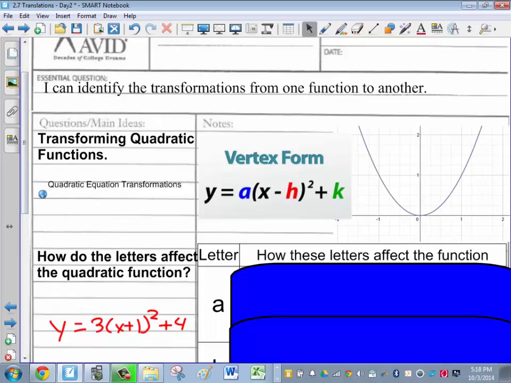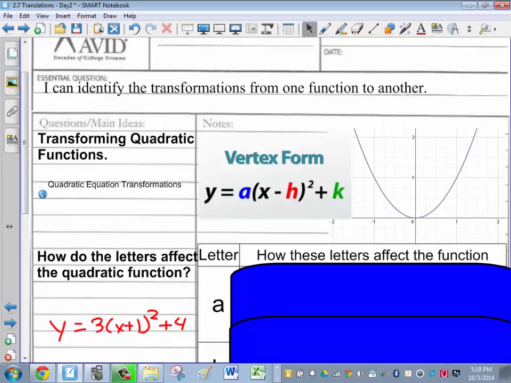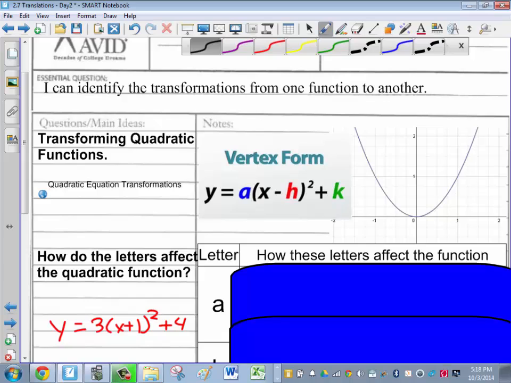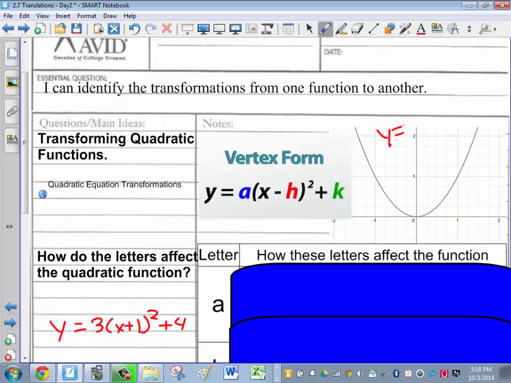Okay, so the first one we're going to talk about is how you can move around a quadratic like this. Quadratics have a parent function. I'll show you the parent function. It's really basic: y equals x squared. How can you move this up? How can you move it down? How can you move it right and left? How can you flip it upside down or flip it horizontally?